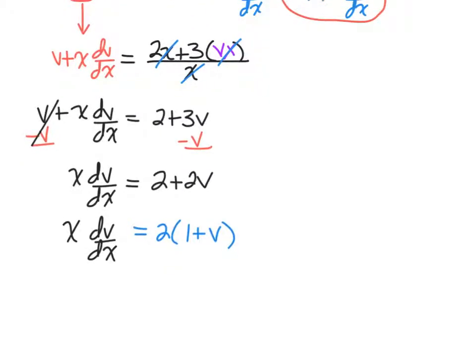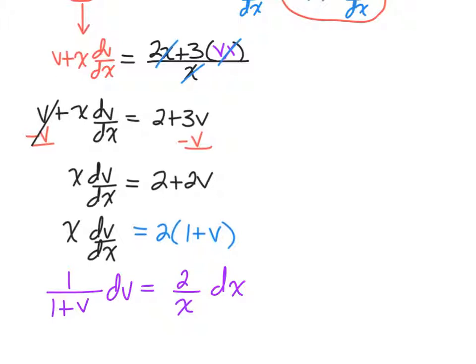I'm going to separate my variables now. I want x's to the right, v's to the left. So I'm looking at 1 over 1 plus v dv. I'm going to leave the constant, the coefficient of 2, on the right, equal to 2 over x dx, because you have to divide both sides by x.